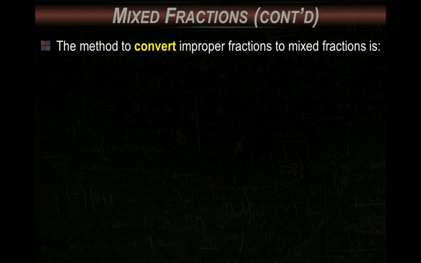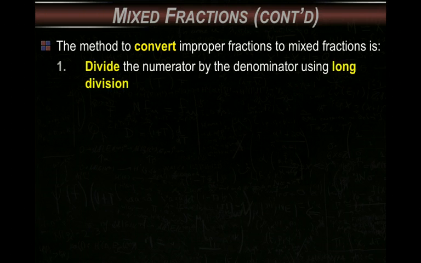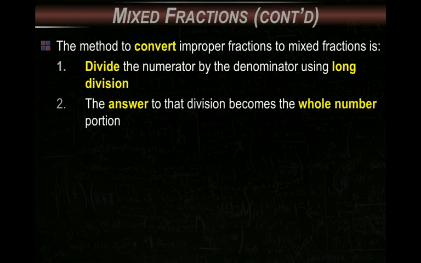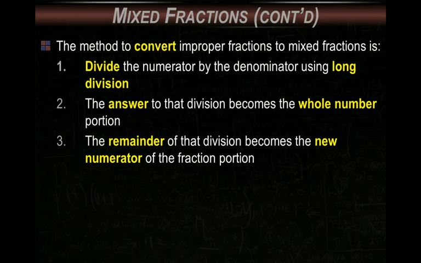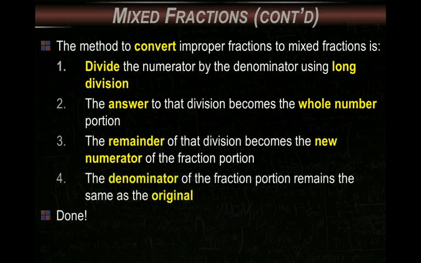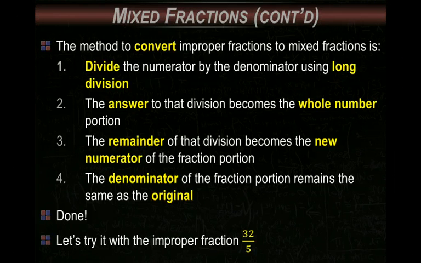To convert an improper fraction to a mixed fraction, I just divide them. I do a division of the numerator by the denominator, but I do it using long division. I don't use a calculator for this. I use long division. That answer to that division becomes the whole number portion, and the remainder of that division becomes the new numerator. So you have to know how to do long division, and again, some of you were struggling with that in the diagnostic. Okay? So let's watch this one.